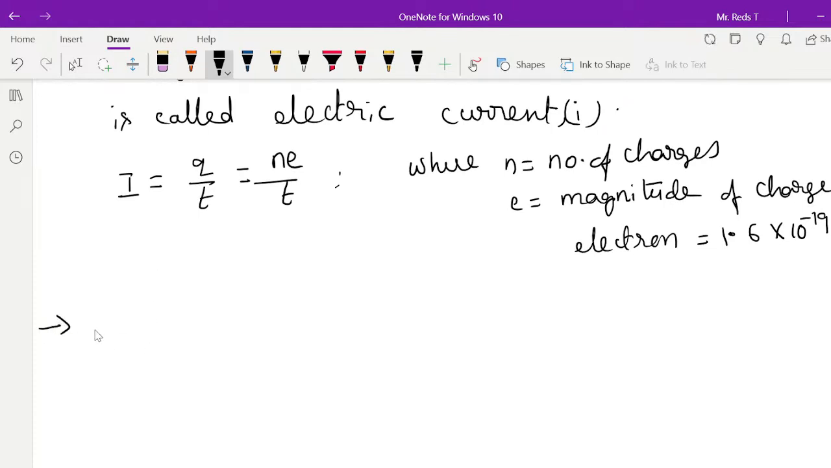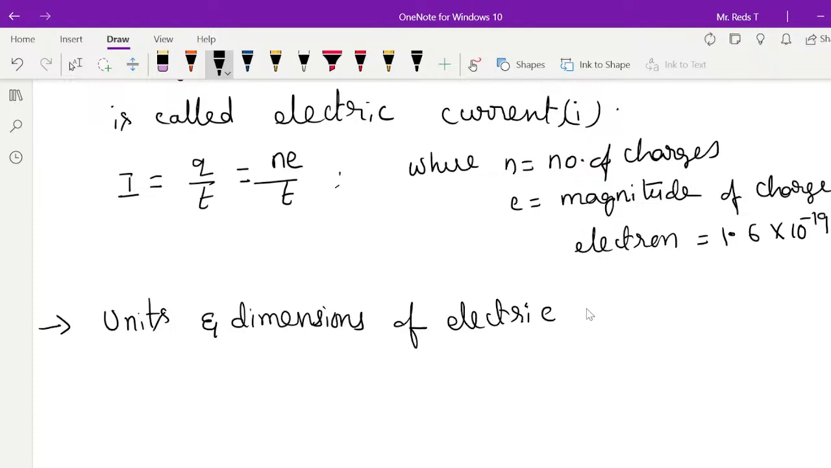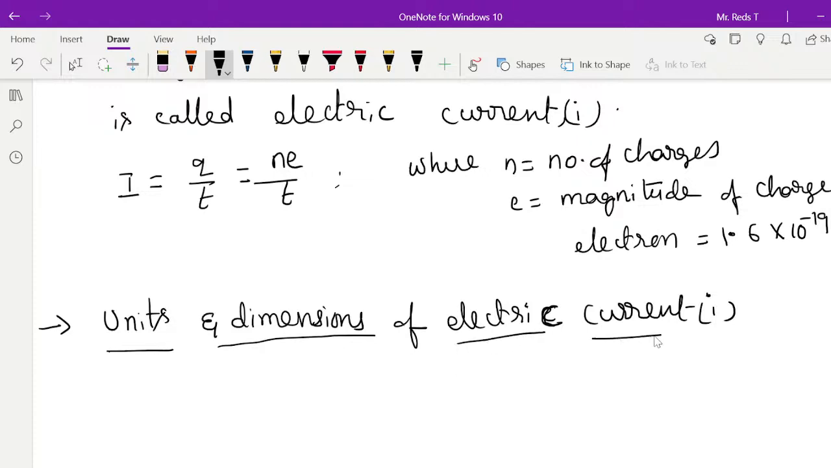The basic points of current are units and dimensions of electric current. Current is a general word, guys. Current means a flow. Water current means flow of water, electric current means flow of electric charges, wind current means flow of wind. So the current is a general word. Right. So, units and dimensions of electric current.